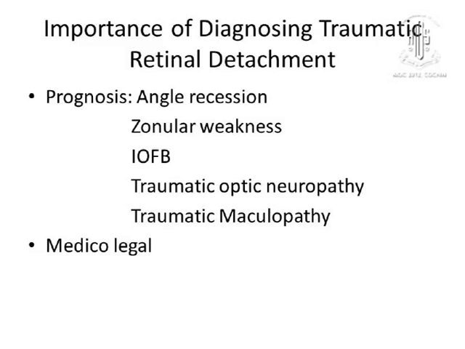Now, why is it important to diagnose the retinal detachment as a traumatic case? First of all, to prognosticate, as trauma may be associated with other things like angle recession, zonular weakness, retained intraocular foreign bodies, traumatic optic neuropathy, and traumatic maculopathy, which may reduce the final visual outcome even after the surgery. And secondly, it can be a medico-legal case which you have to handle later on.